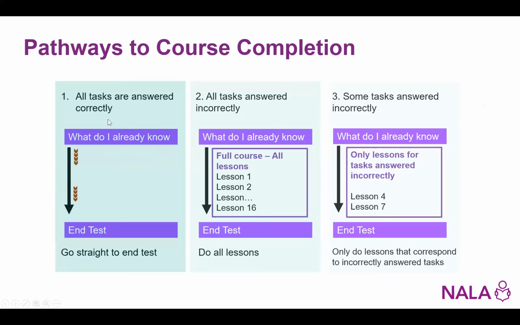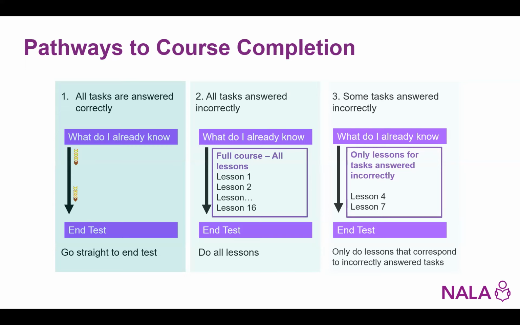So I made this to try and explain how learners can go through the course. If they do the What Do I Already Know initial assessment and all the tasks are answered correctly, they can go directly to the end test. So the end test will pop up at the bottom of the course for them, and they can just go straight to that.